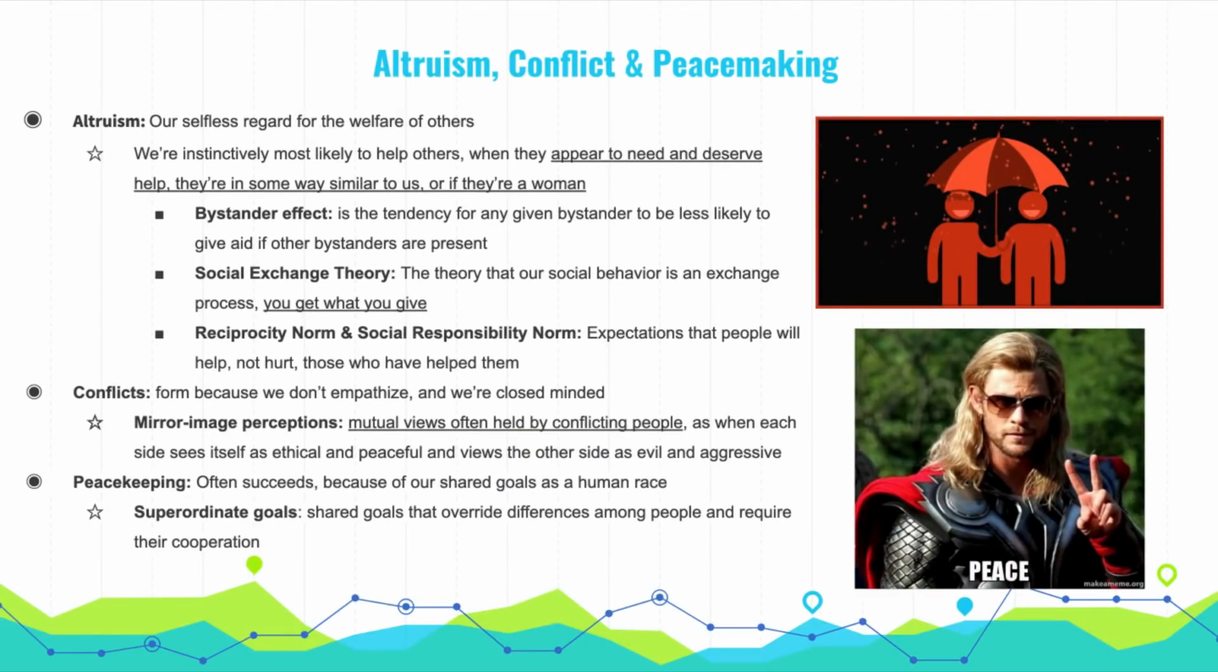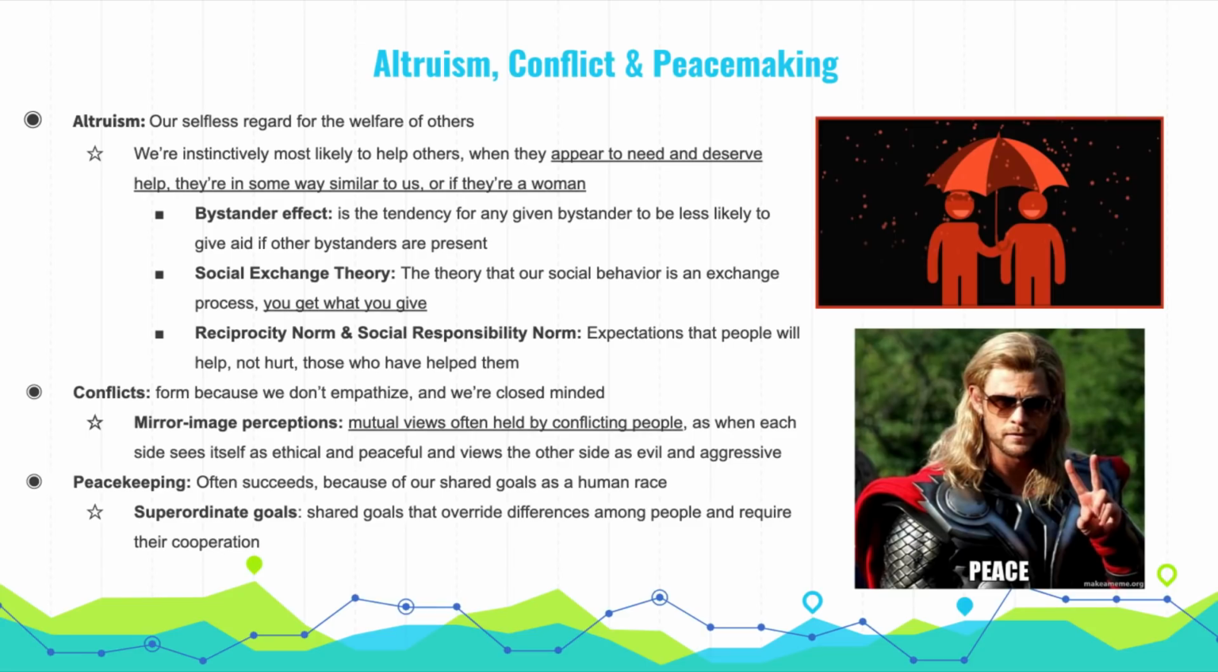Our last topic is altruism, conflict, and peacemaking. Altruism is defined as our selfless regard for the welfare of others. However, psychologists have found that we're instinctively more likely to help others when A, they appear to need and deserve help, B, they're in some way similar to us, or C, they're a woman.